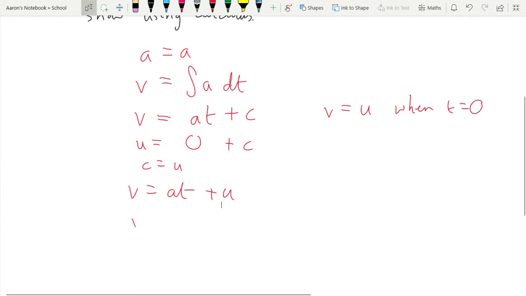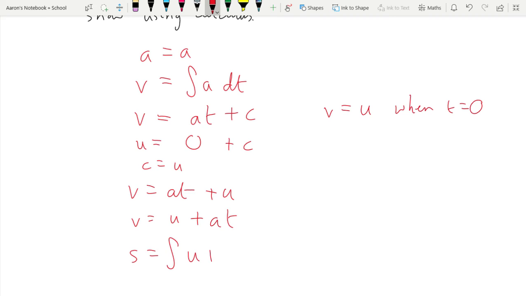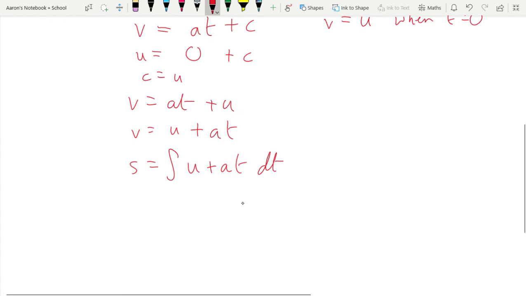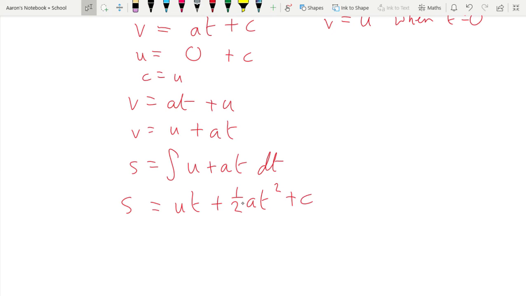or you might recognise it more as v equals u plus at, which is one of our good old CVAT formulae that we're hopefully super familiar with. But we haven't gone far enough. We need to find out what the formula for the displacement is. So to get s, I'm going to integrate u plus at with respect to t. So we'll have ut plus a half at squared plus a constant.